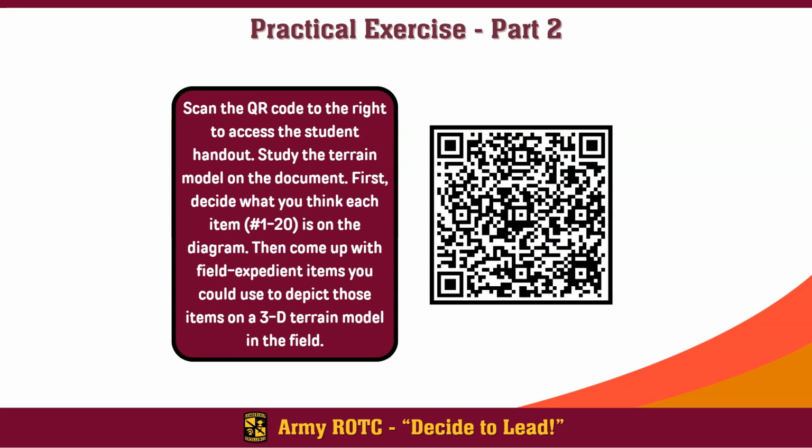First, I want you to study the terrain model that's on that Word document. You're going to want to decide what you think each item, 1 through 20, is on the diagram. So you've got to find 20 different things on this terrain model and figure out what you think they are. Then you need to come up with maybe some field expedient items that you could use to depict those items on a 3D terrain model in the field. So let me pull it up and show you what I'm talking about here.